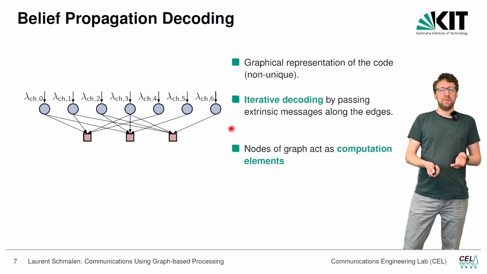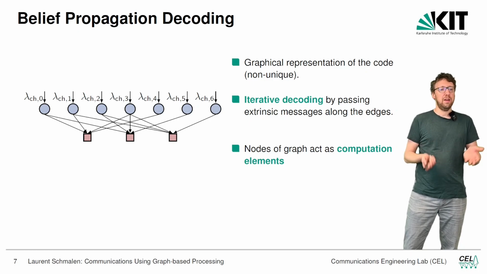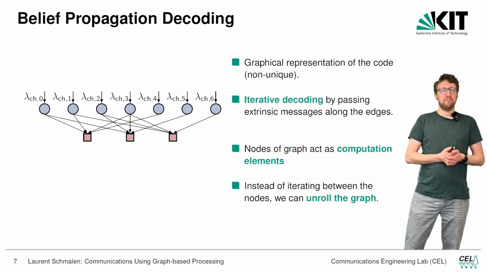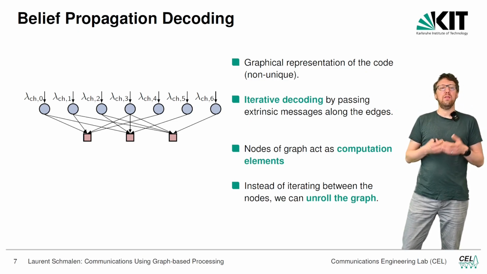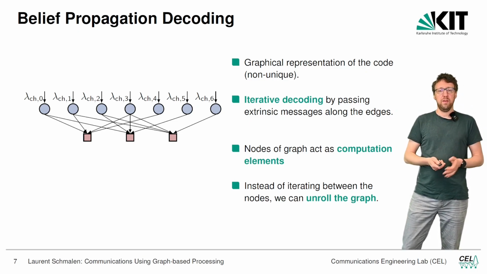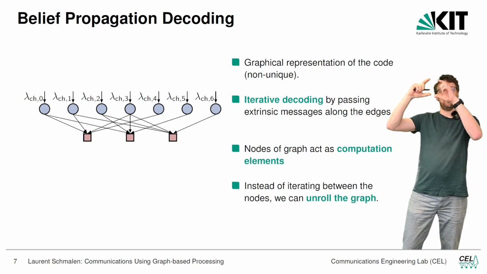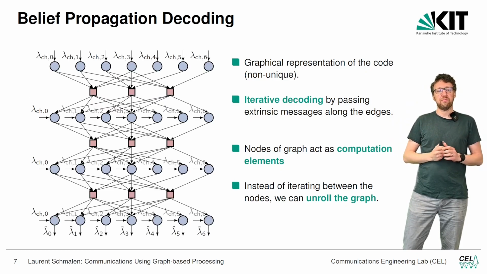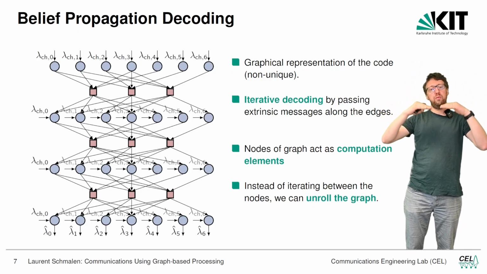So we pass messages from the blue round nodes to the square nodes, we pass messages back, we pass messages again, and we repeat this iteratively. Now, instead of iterating between the nodes, we can also unroll the graph, which means we don't iterate between the nodes, but we just put the different versions of the graph beneath each other. This is what happens here. So now we have a data flow from top to bottom.